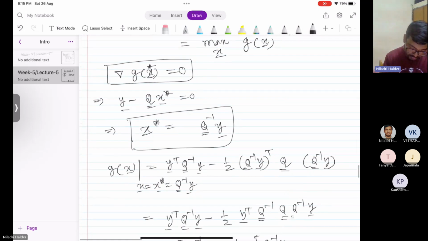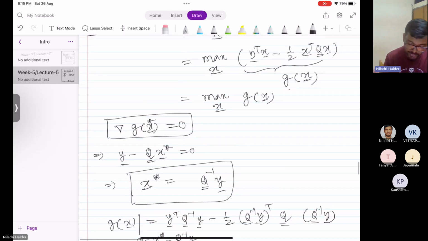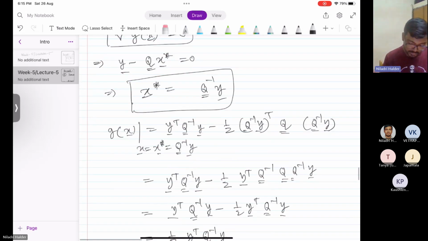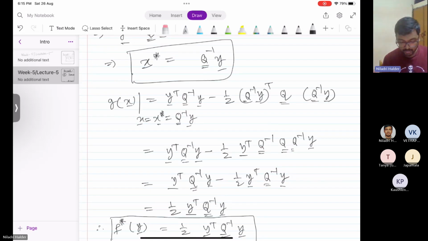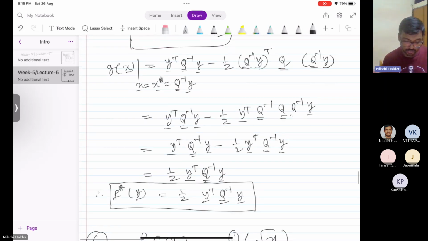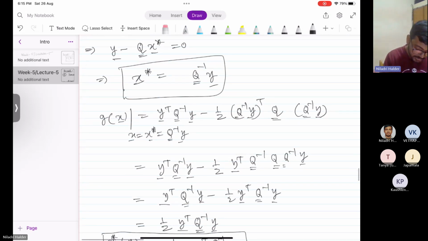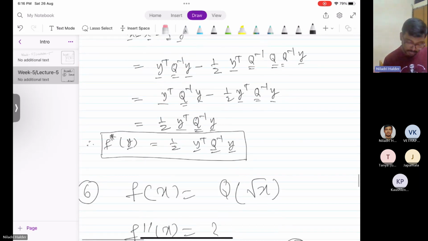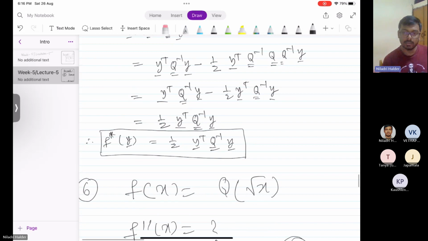So we have differentiated this y transpose x minus half x transpose Qx. The differentiation is this thing, and then x star equals Q inverse y. Generally, Q is an invertible matrix. So that's why this. Then g(x) equals this y transpose Q inverse y. So we need to put this x star in this g(x). After that it's coming half y transpose Q inverse y. So this is the conjugate function.